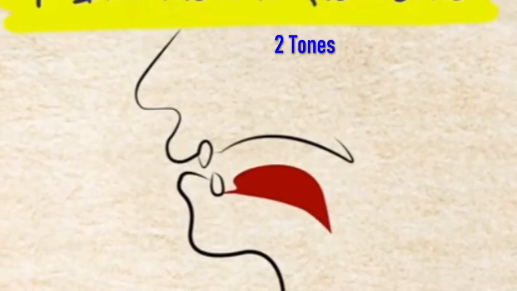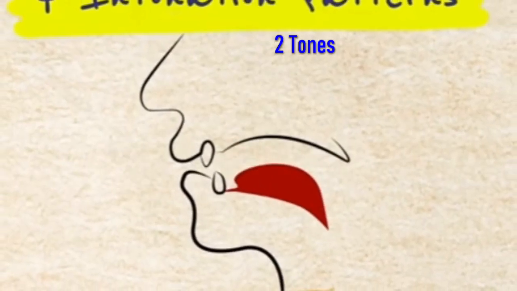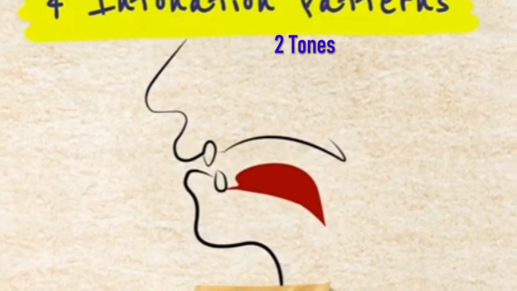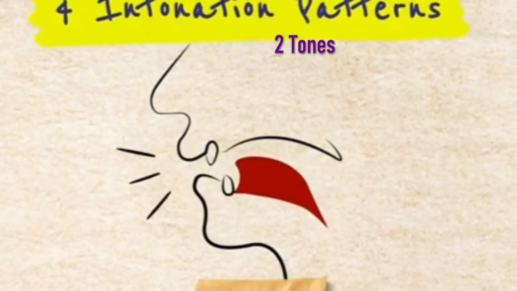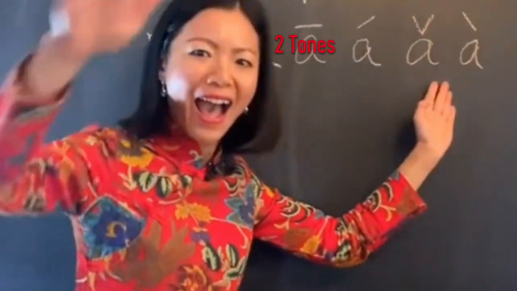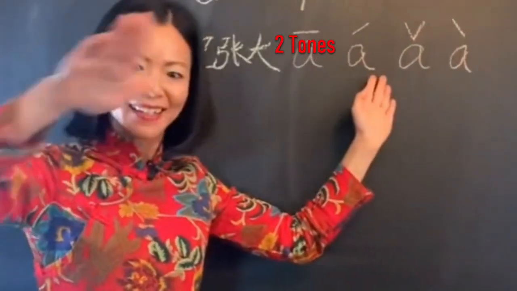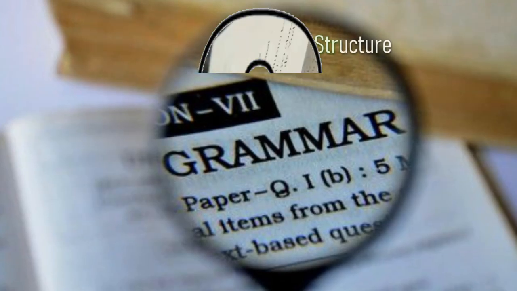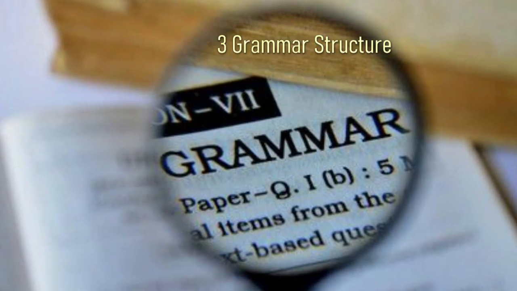These differences arise from linguistic evolution and cultural influences over centuries. Languages are trees. Tones are leaves, each unique in expression. Logical number 3 is grammar structure.